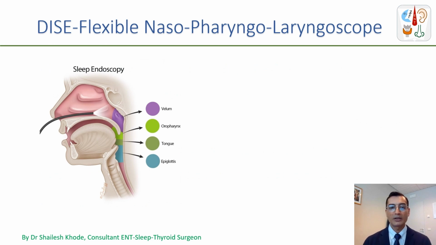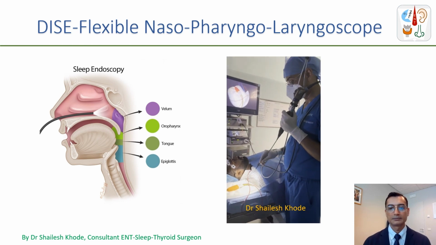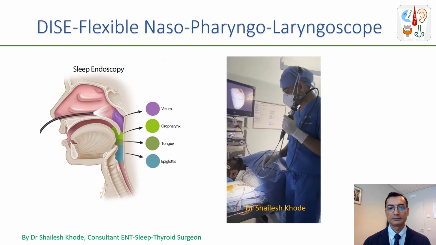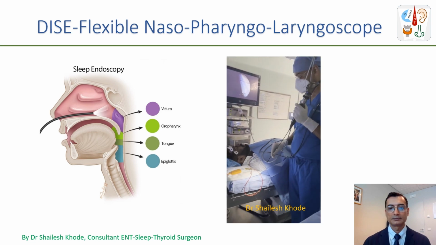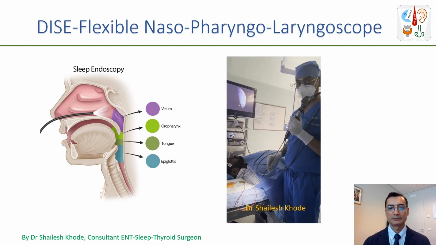It is performed with a flexible nasopharyngo-laryngoscope. It is passed through the nose and we check the nasopharynx, oropharynx and hypopharynx. I'm doing the drug-induced sleep endoscopy for this gentleman. I'm standing on the right arm of the patient, like a routine flexible endoscopy or nose surgery.